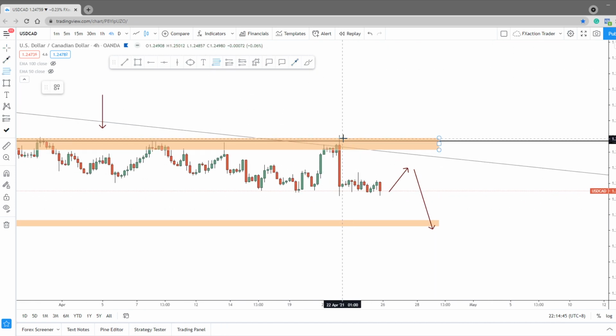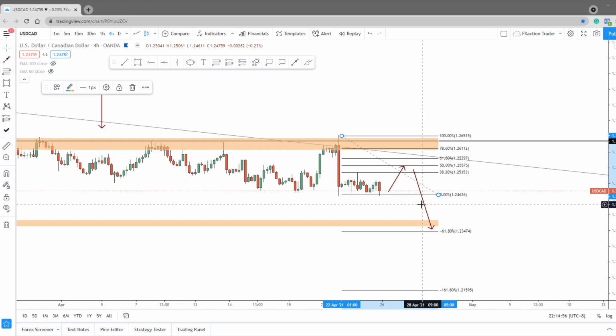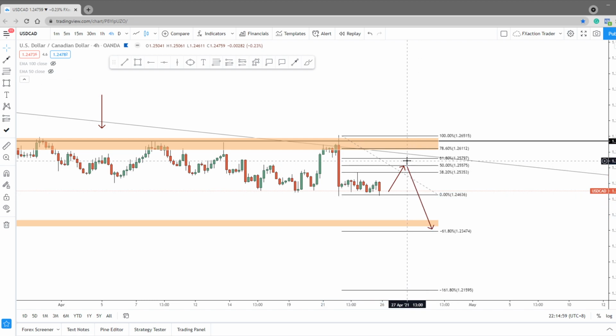All right, so let us plot out the Fibonacci. We are expecting a pullback towards here, about 1.2549, 1.25549 or 1.25560. So we are going to wait for a sell signal at this level.